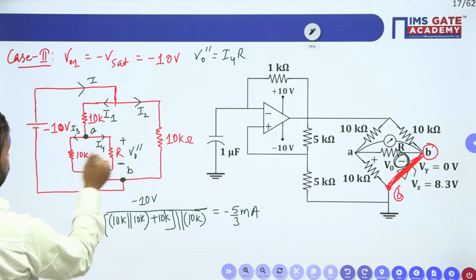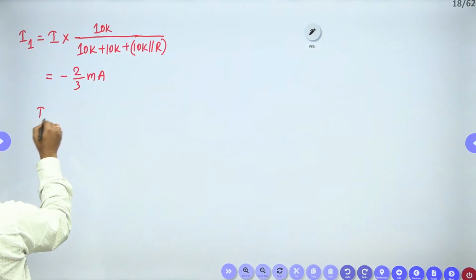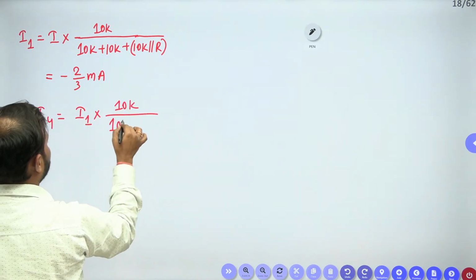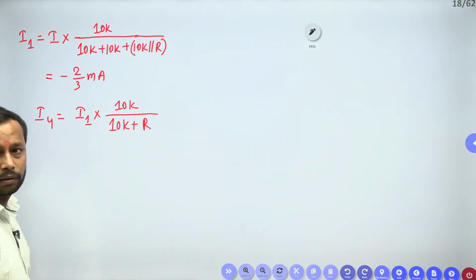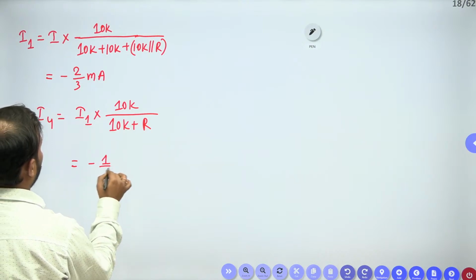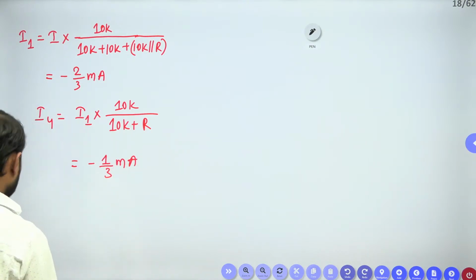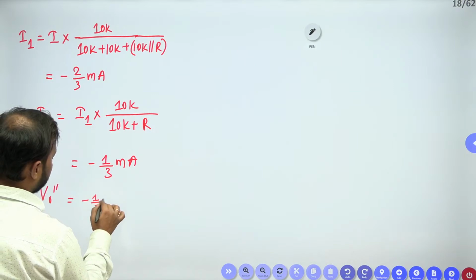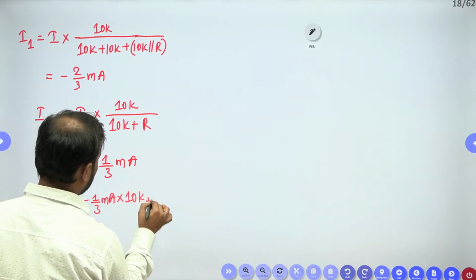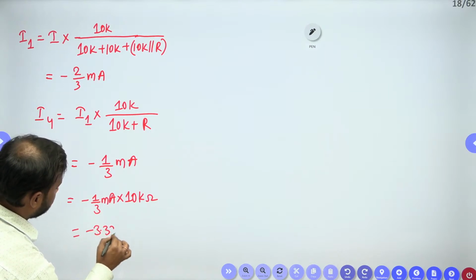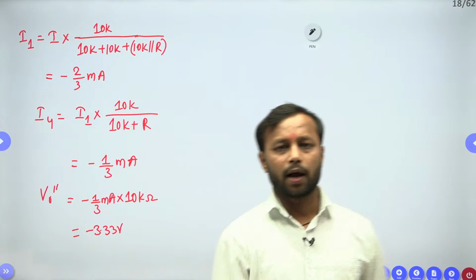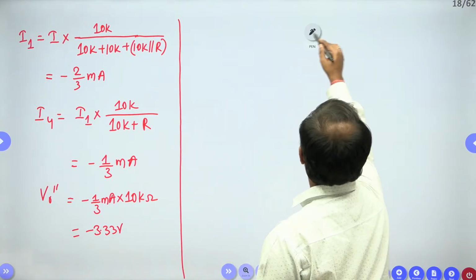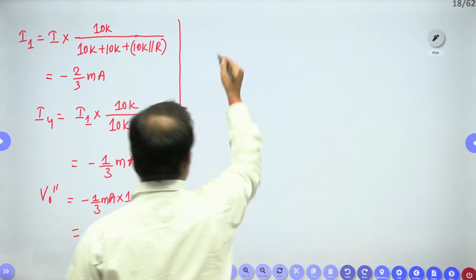Next, we got I1. Now let us find I4. So how to find I4? I4 will be equal to I1 current into opposite resistance, which is 10K, over the sum of resistance 10K plus R. R is 10K. So from here it will become minus 1/3 milliampere. So V naught double dash will be equal to minus 1/3 milliampere times R, which is 10 kilo ohm. So this will come to minus 3.33 volt. Done. Any doubt in this? All right.